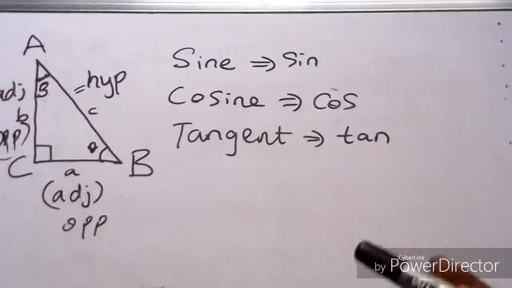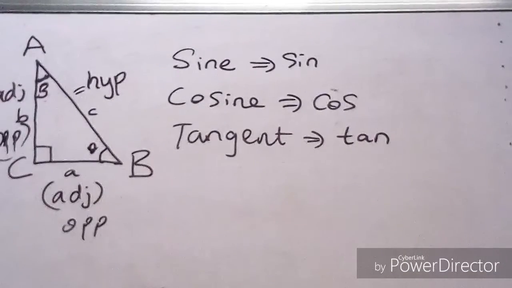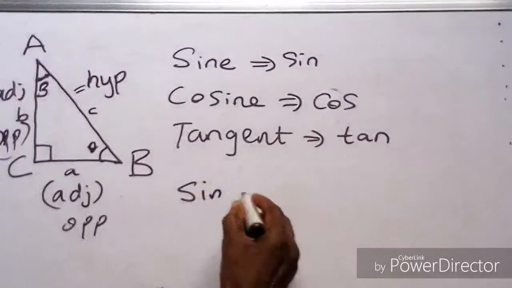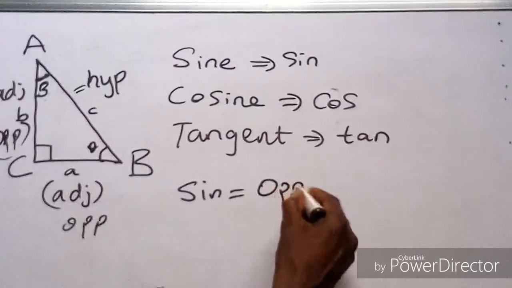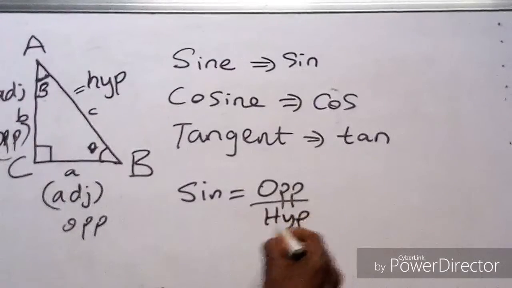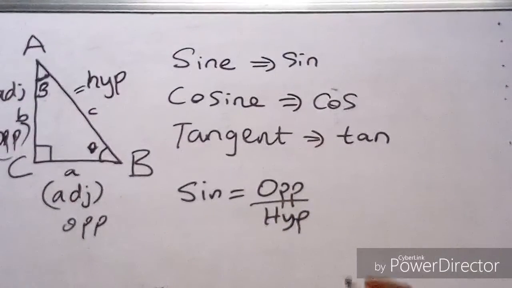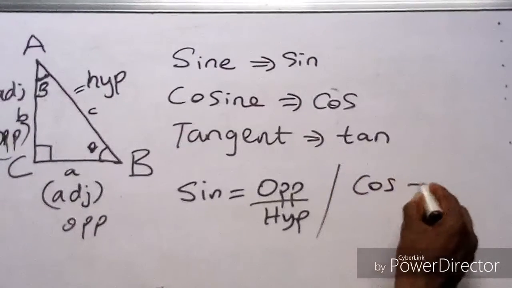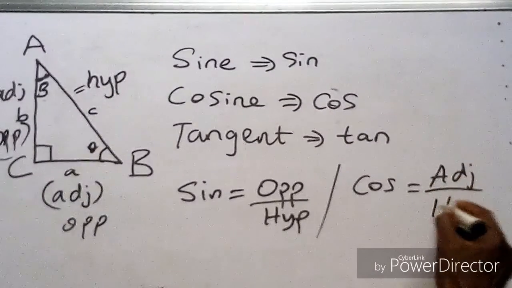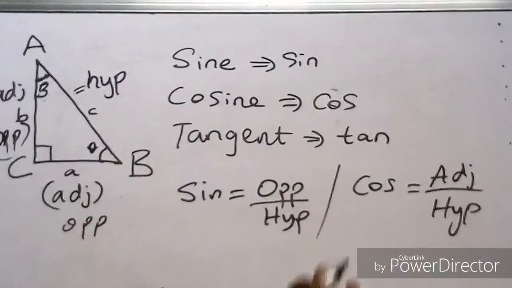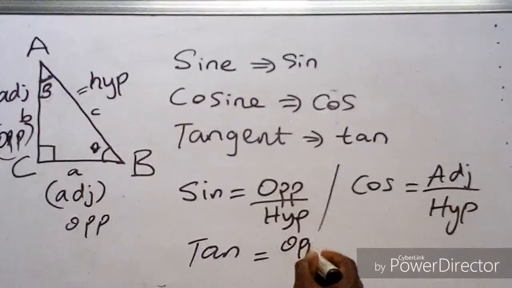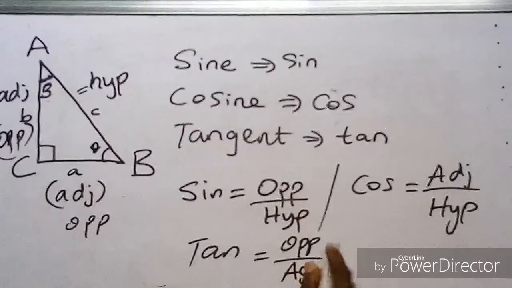Now let's look at the relationship of the sides and the angles we have in the right triangle. For sine, the ratio is expressed as opposite over hypotenuse. That's for sine. For cosine, we have adjacent over hypotenuse. Then for tan, we have opposite over adjacent.